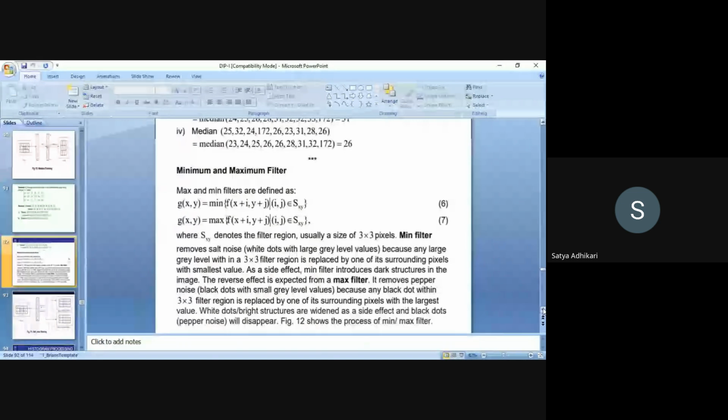And this is about the min filter and max filter. So far we have discussed the average filter, median filter, and now the min and max filters.